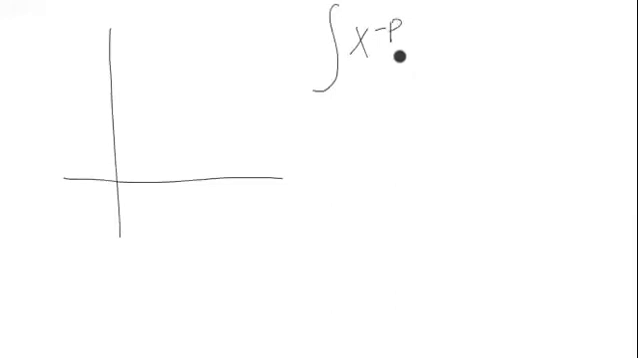Let's take a look at power functions, like x to the negative p, and let's think about when they converge or diverge. So the graphs of x to the negative p, they all kind of look like this. They have an asymptote, at least here for positive x values. So they have an asymptote up here and they have an asymptote right here.